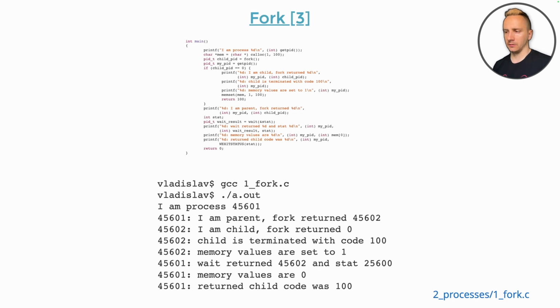Then the child says that it was terminated with code 100, and we see that the parent eventually waited for the child to finish and got the result 25,600. This is not the return code that we did, 100, but you can extract it using the exit status and you get the returned child code was 100. This is how you can extract the exit code.